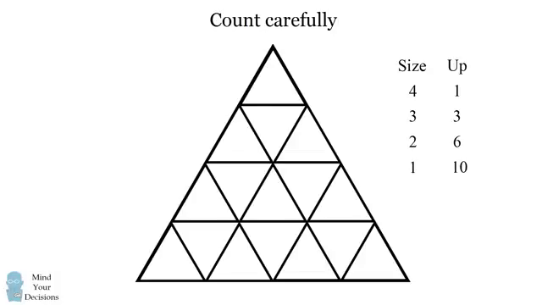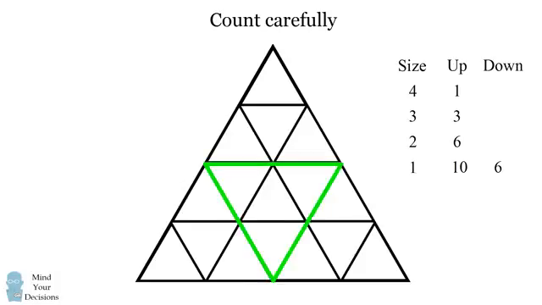Now we need to count the number of triangles which are facing down. We'll start by counting the number of triangles of size 1. The bottom row has 3, the next row has 2, and the row above that has 1. 3 plus 2 plus 1 is equal to 6.